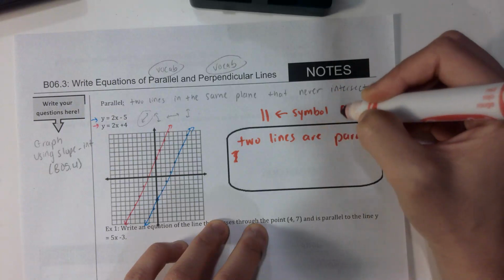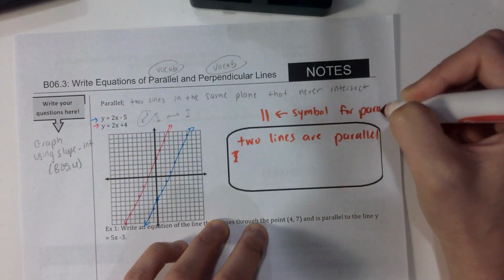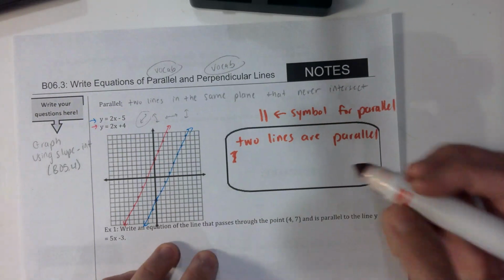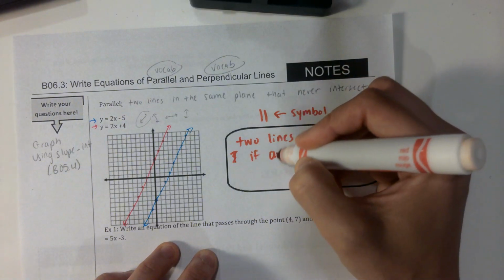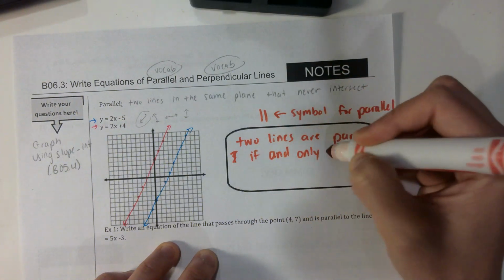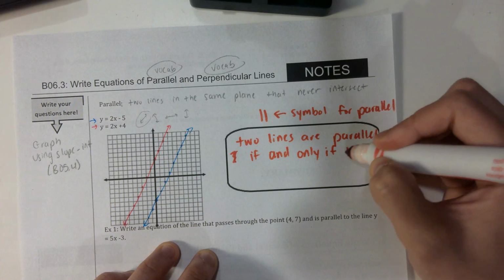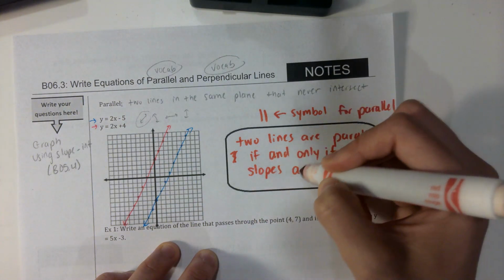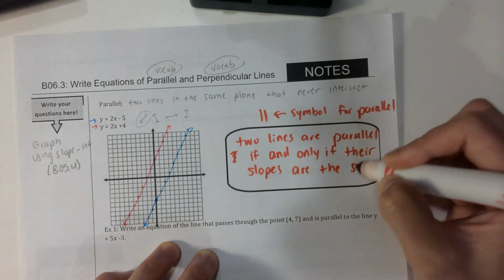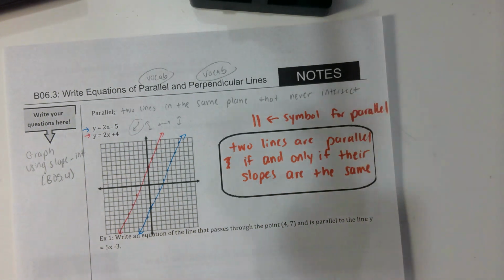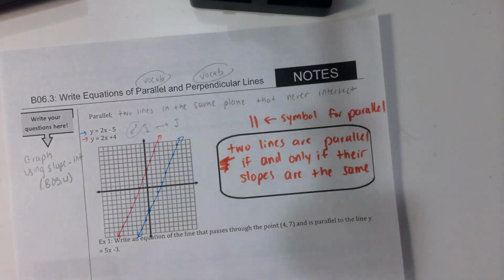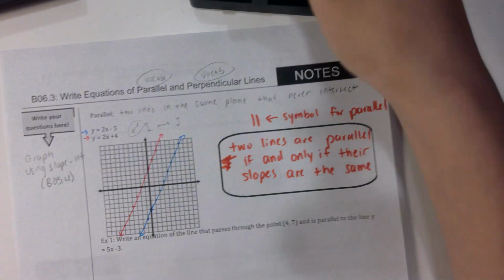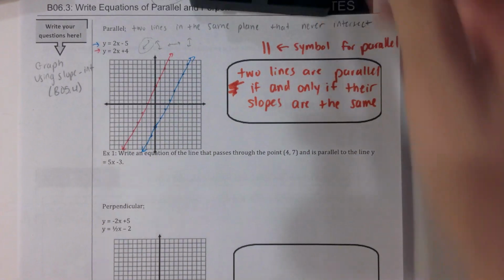Symbol for parallel. So two lines are parallel if and only if their slopes are the same. This is really important, which is why it's in red marker. Okay, so let's look at an example.